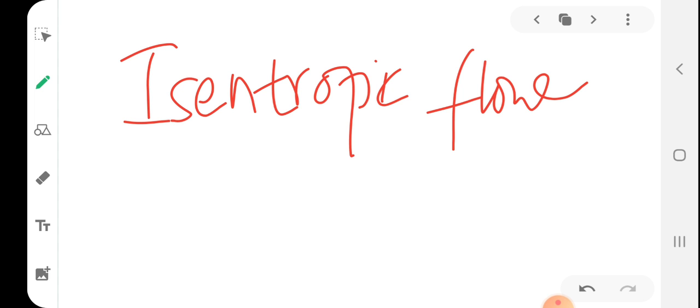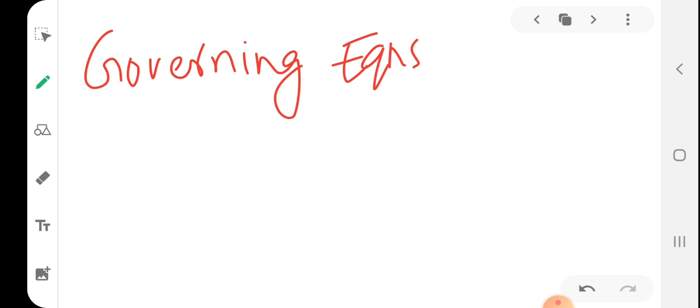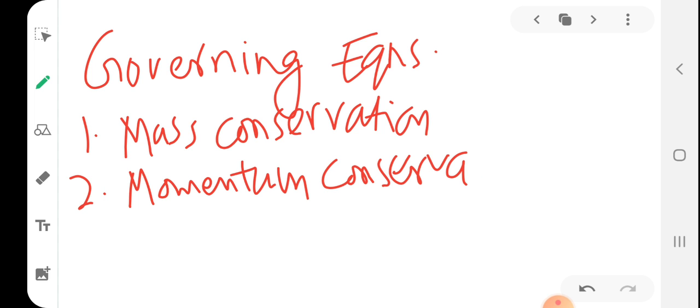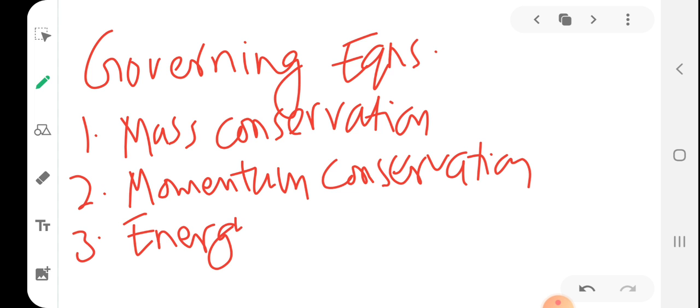Before that, students, you have already learned the different governing equations for a compressible fluid flow. What are the governing equations? First one, mass conservation. Second, momentum conservation. Third, energy conservation, or the first law of thermodynamics.